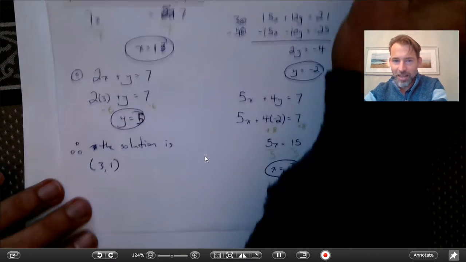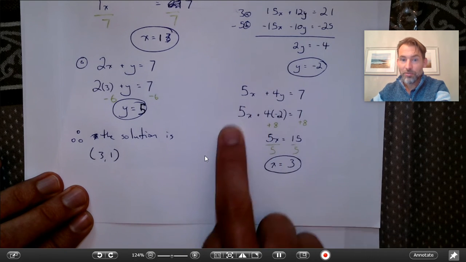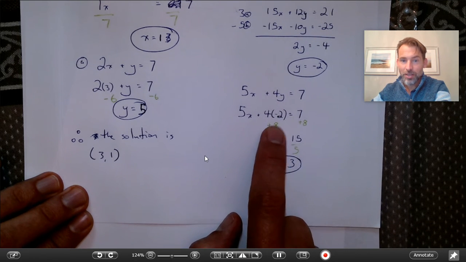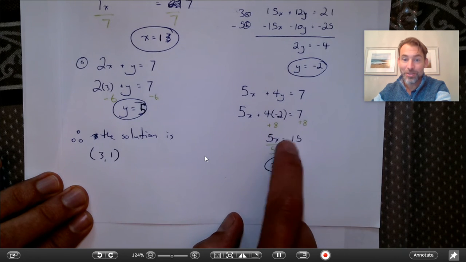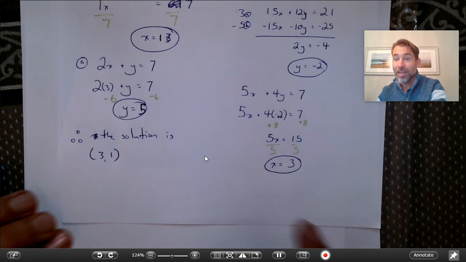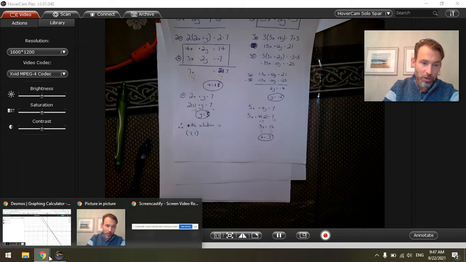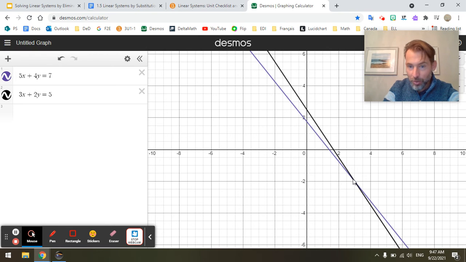Right? And then down here, I substitute the y equals -2 into one of my equations. I see that 4 times -2 is -8, so I have to add 8 to both sides. Gives me 5x equals 15, so x is equal to 3. And then check your work before you write a therefore statement. Here's where I checked my work. Over here, right there, 3, -2. So I got it. All right.